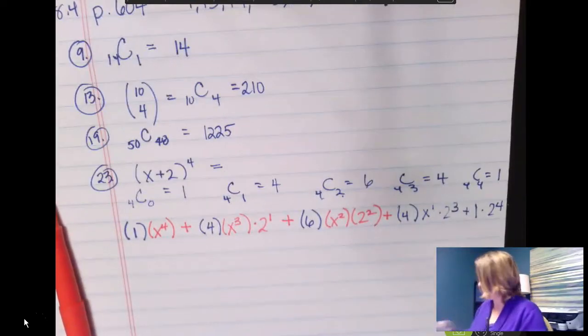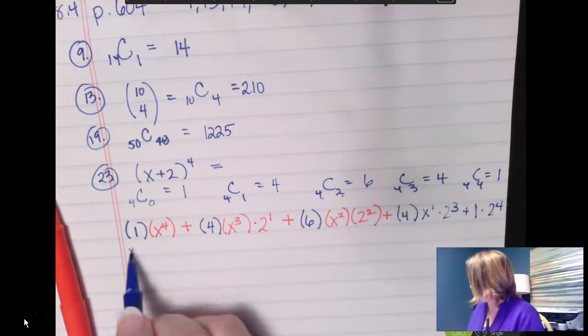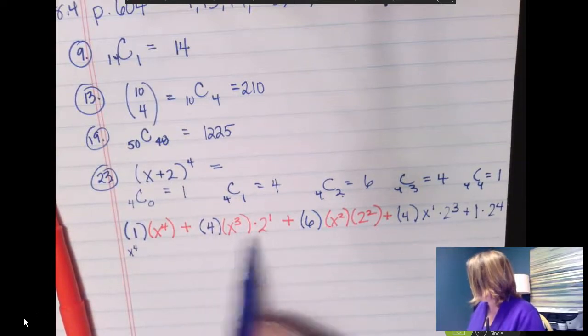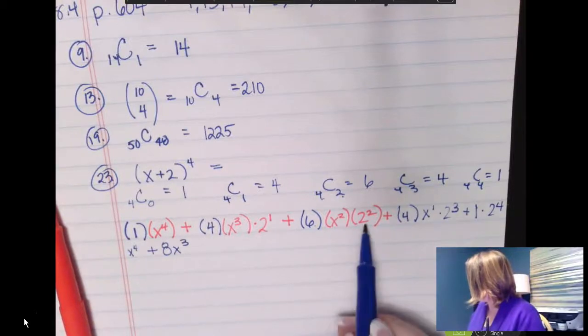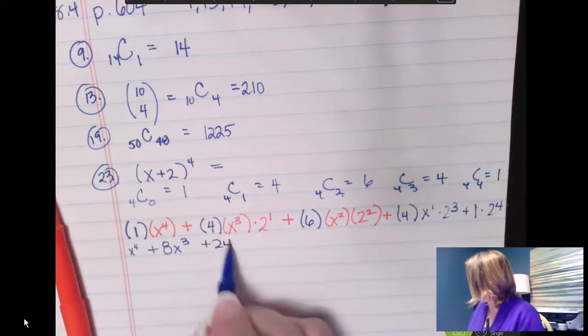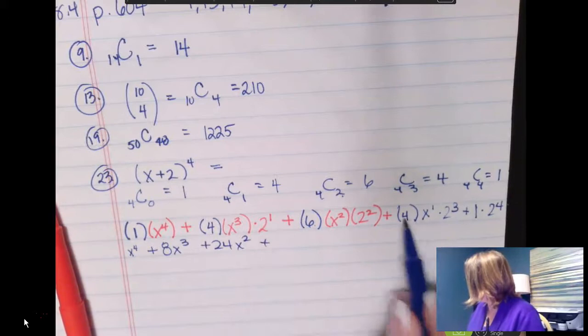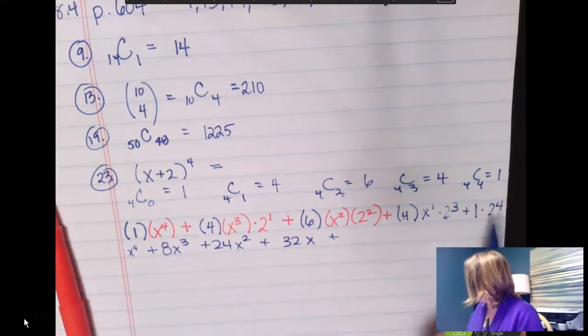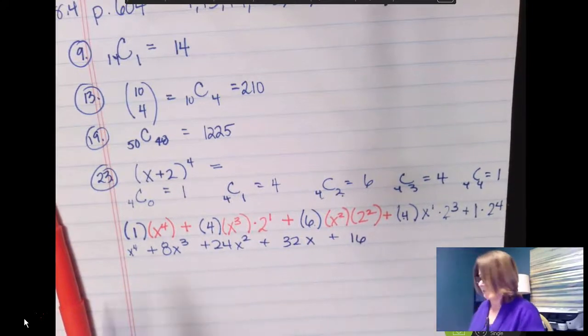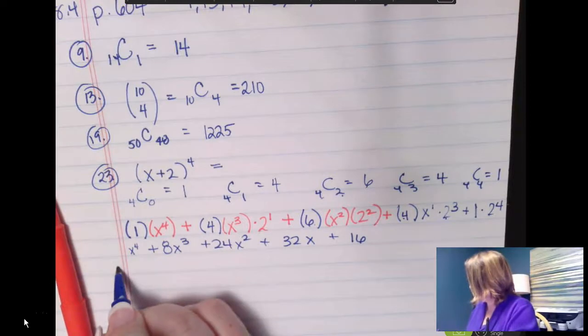So now I can go back through and simplify all of that. We'll have x to the 4th, 4 times 2 is 8, 6 times 4 is 24, 4 times 8 is 32, and 2 to the 4th is 16. And so there's your final answer. In number 23, no, that's what we just did.